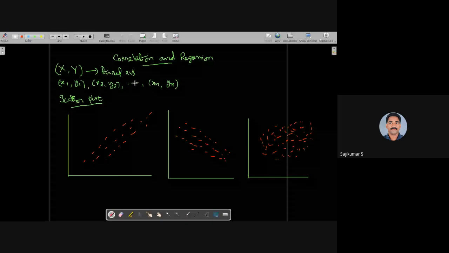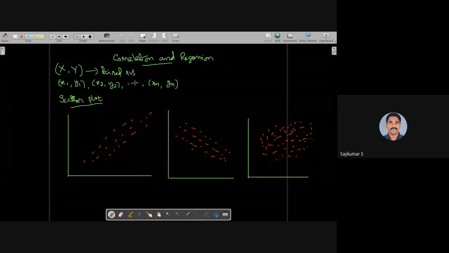So we want to see whether there is any association or relationship between these paired random variables. And if there is a relationship, what is the nature of that relationship? And what is the degree of that relationship? In correlation and regression, we are mainly studying whether there is a linear association between these two paired random variables x and y. And we are trying to extract the approximate linear relationship.